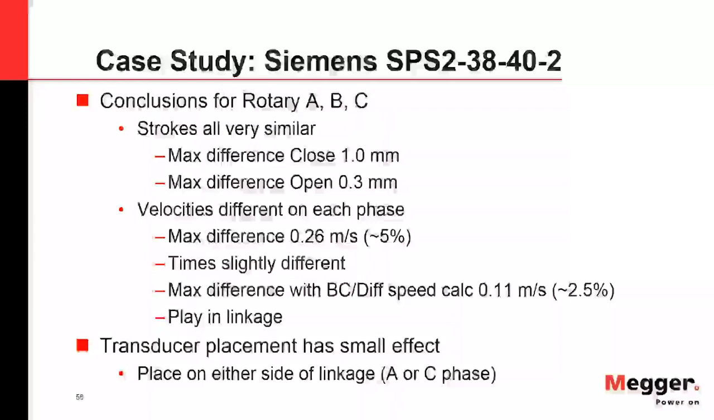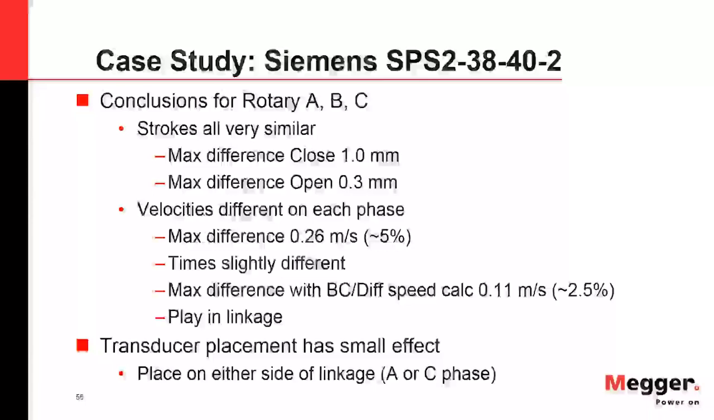And there can be a little bit of play in the linkage. The A phase is closest to the mechanism, so it probably is going to be traveling a little faster. The B phase is in between, so you have a linkage pushing that B phase, then it catches the other linkage and has to drive the C phase, so it can have a little bit of play there. And so you can expect a little bit of difference between those. But once again, transducer placement has a small effect on the overall measurements. I would recommend, though, if you're doing this, place it on either side of the linkage, either the A phase or the C phase, just to eliminate that play on the B phase.